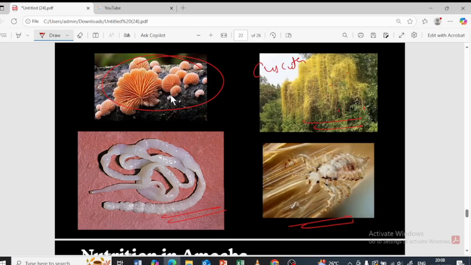Mushroom, saprophytic, they will digest the food outside, then they will engulf it. And tapeworm, it will take up the nutrients whenever the digestion is going on in the intestine. So it will not kill the organism, but it will take up the nutrients. And this is the lice which is present in the hair. Without killing, it will absorb the nutrients.